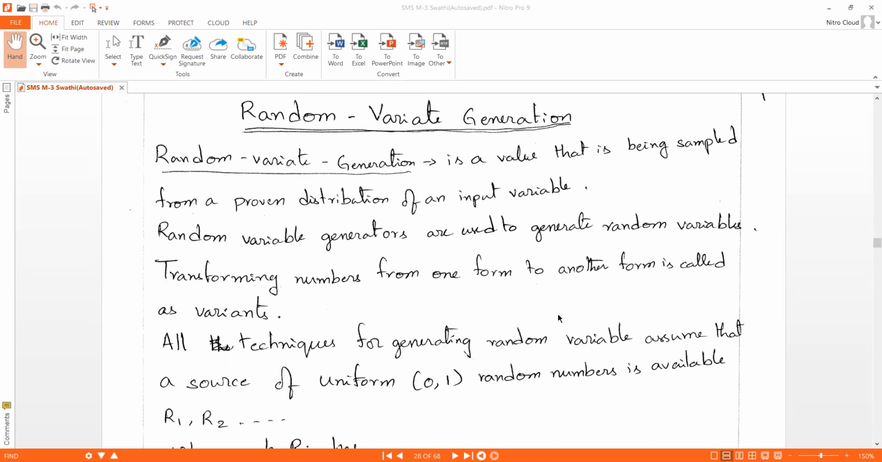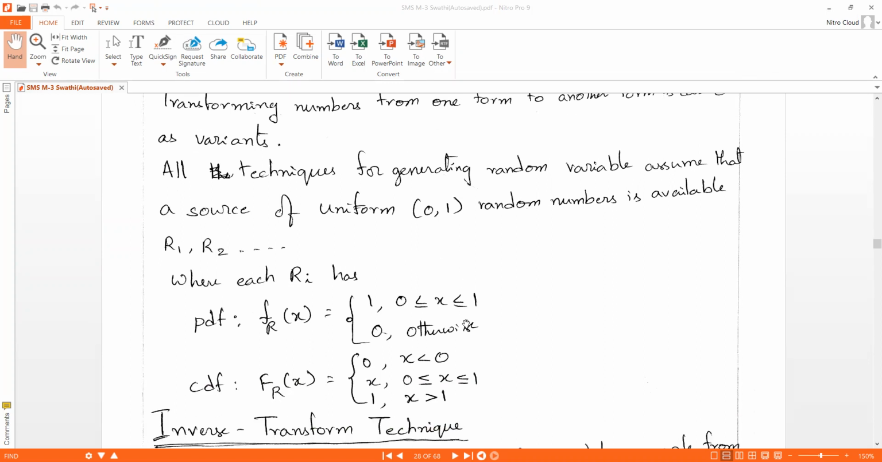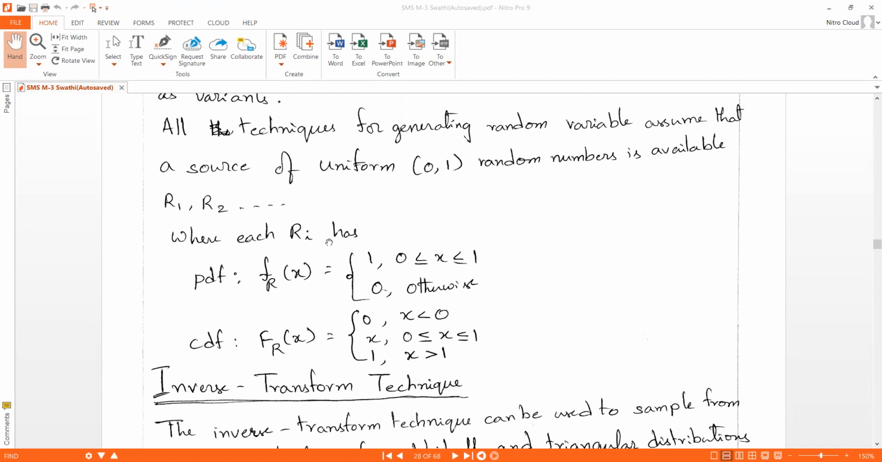All techniques for generating random variates assume that a source of uniform (0,1) random numbers is available as R1, R2, R3, and so on, where each Ri is a random variable. The PDF of Ri is f_R(x) equal to 1 if x is in the range 0 less than or equal to x less than or equal to 1, else f(x) is 0. That is the PDF for Ri.